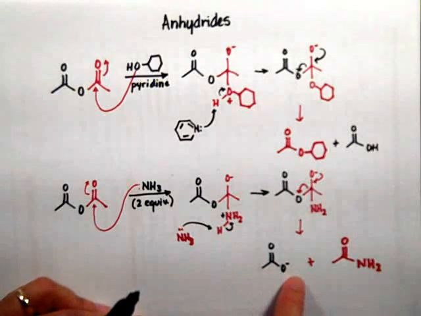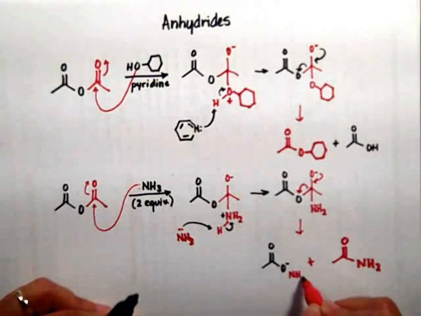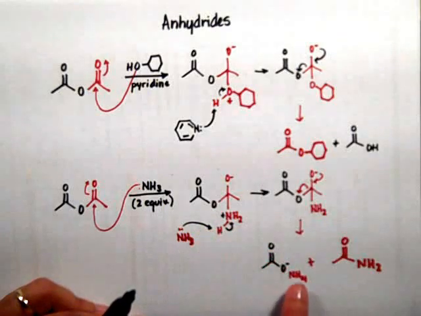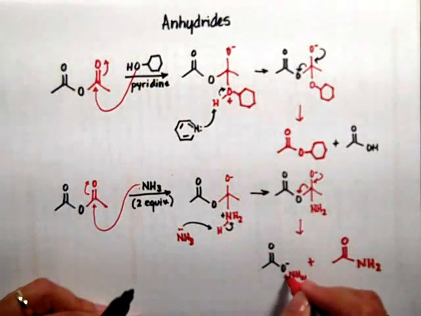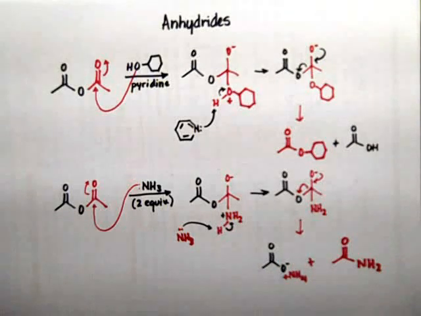I need a counter ion for this. Let's assume that I haven't quenched it yet. So I made an ammonium ion when I picked up a proton. So now a negative, every negative deserves a positive, and I'm going to have a counter ion for my carboxylate right there.